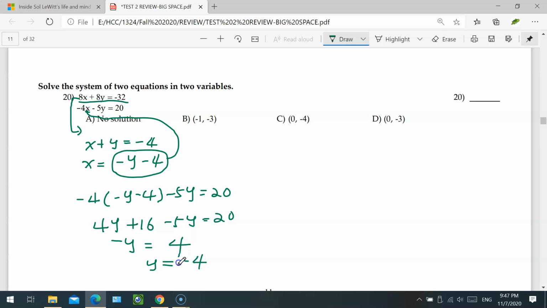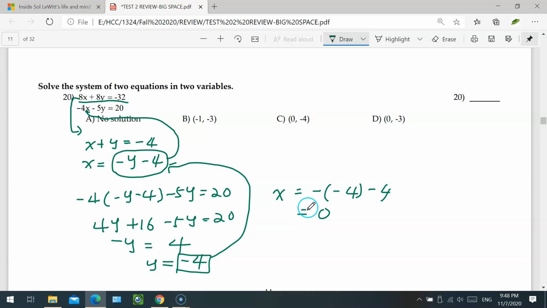Now we have solved the y here. Once I solve the y, I can solve for x from this equation. So x is equal to -4 minus 4... so x is 0. So your solution with two variables is (0, -4).